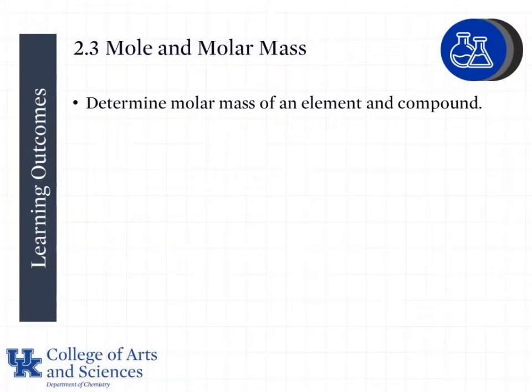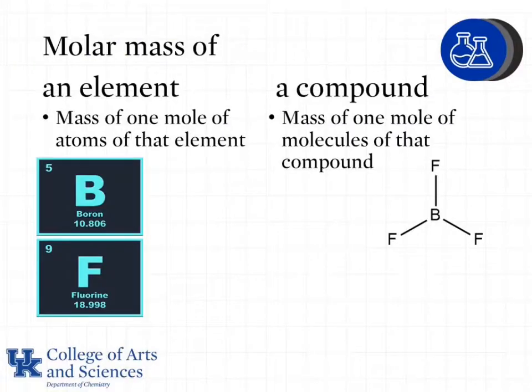In this lesson, we are going to learn how to determine the molar mass of an element and compound. When we look at the molar mass, what we're talking about is the mole of a substance, so when we have 6.022 times 10 to the 23rd atoms or molecules of a particular substance. When we're talking about an element, we look at the mass of 1 mole of atoms of that element. That simply means we have 6.022 times 10 to the 23rd.